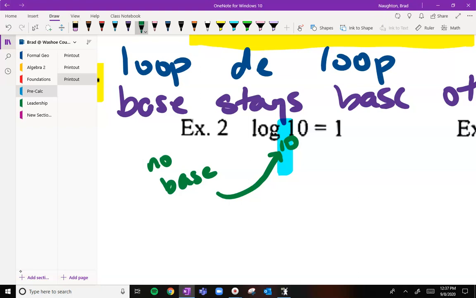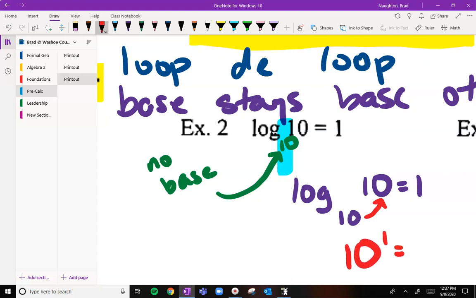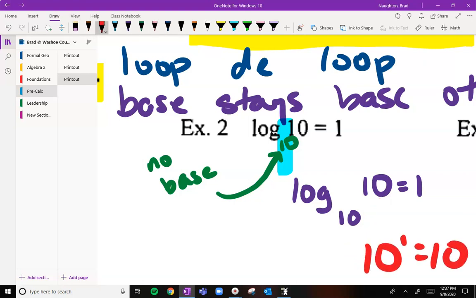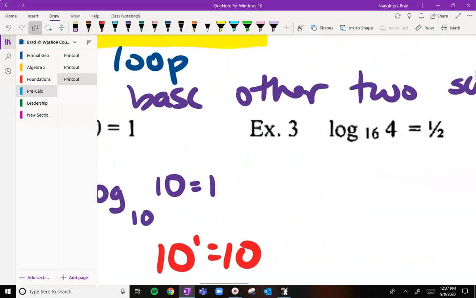So if you see no base, I want you to write a 10. So let's rewrite this. Log base 10 of 10 is equal to 1. So let's think about this. 10 to what power gives you 1? Well, 10 to the first power gives you 10, because anything to the 1 power is going to stay that number, okay? Or, again, base stays base, the other two switch place. However you want to write it, or however you want to say it, you're good to go.